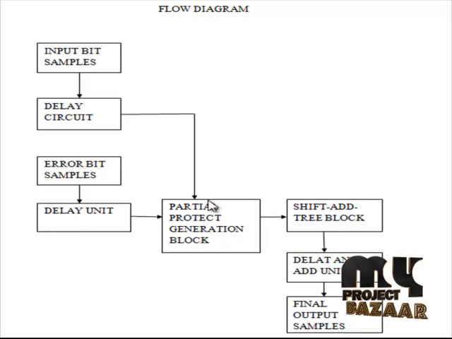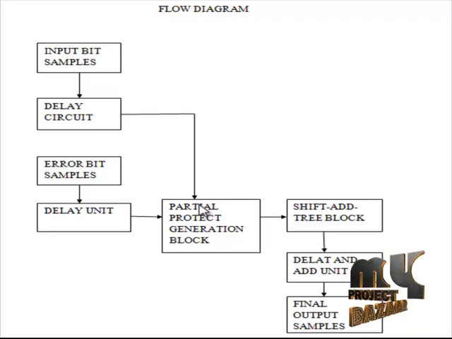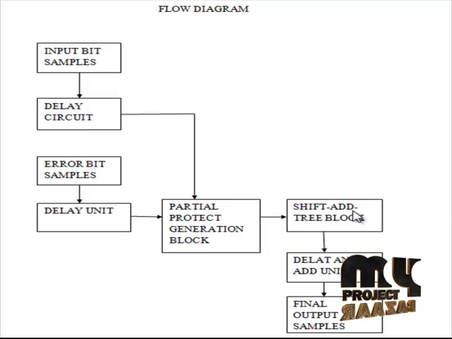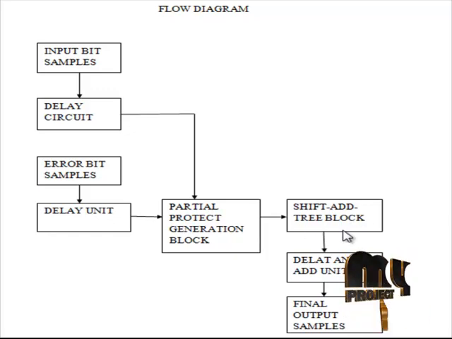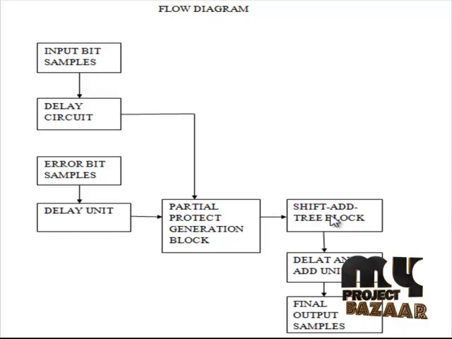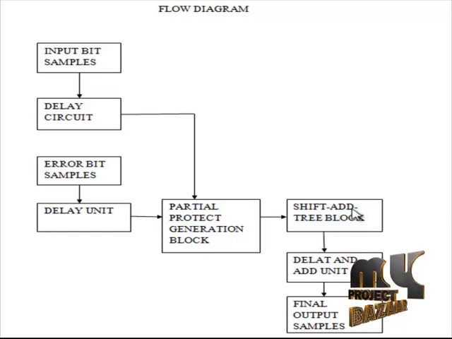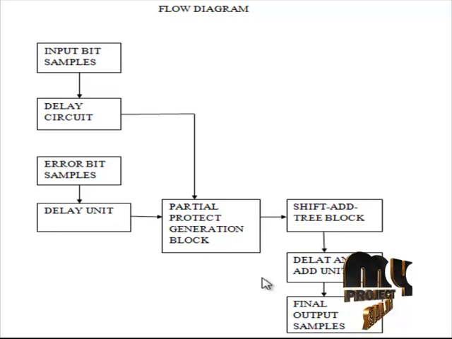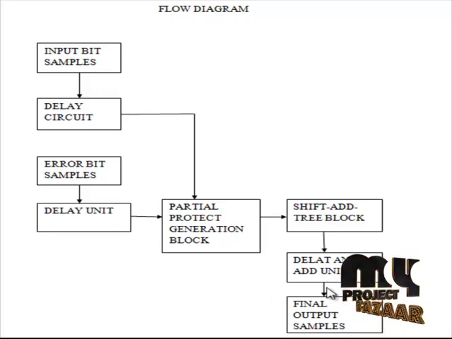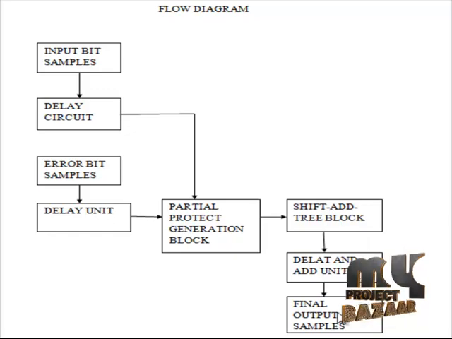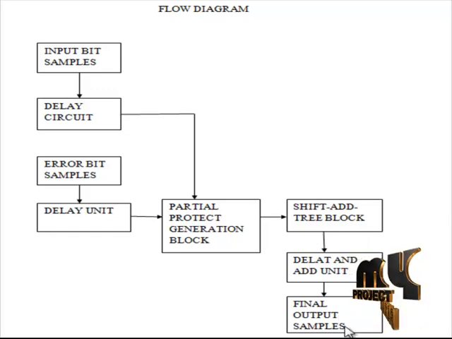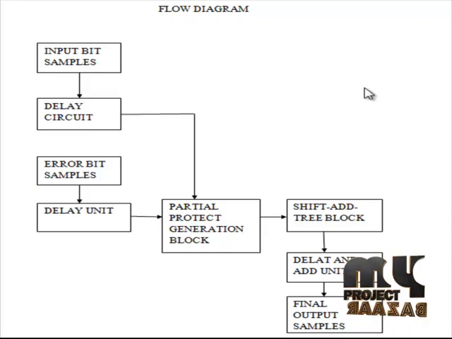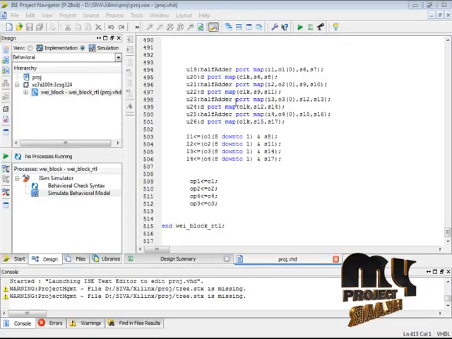Then the input bits and the error bits are added, and the adder value goes to the shift add tree block. Then the shift add tree multiplies by the shifted values one by one in the process. Then it goes to the final output for the delay and add unit. Thus the delayed values are stored in a separate register and added one by one. Then the final output samples are displayed as the output for the product. And finally we will see the output for the product.